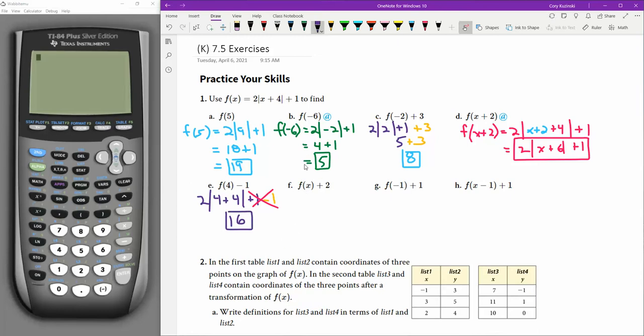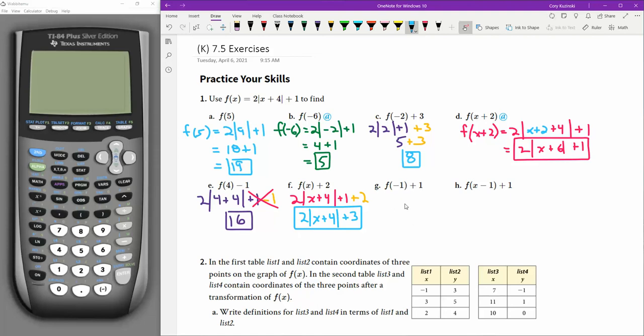Well, we already know what f of x is. I mean, f of x is 2 times the absolute value of x plus 4 plus 1. That's f of x. But then we're going to add 2 to it, and that's going to give us our new answer. Plus 3. And so the plus 1 and the plus 2 become plus 3. And basically we just simplified a little bit.